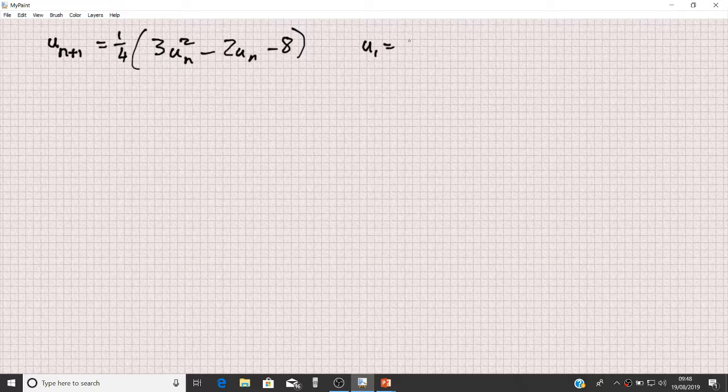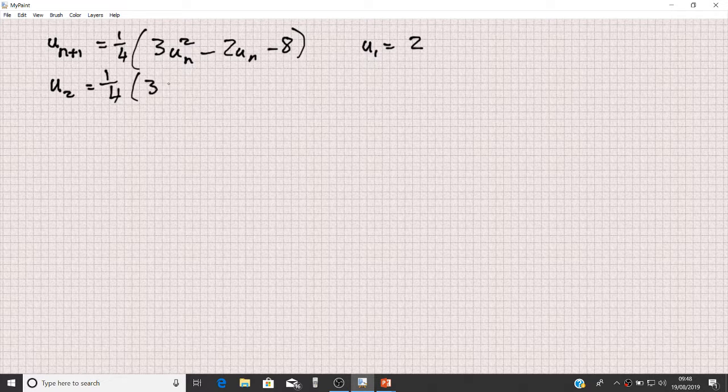It's a recursive sequence. I'll just note the sequence here. It's Un+1 equals 1 over 4, and we'll open the bracket for the quadratic inside: 3Un squared minus 2Un minus 8. And we are told that U1 equals 2. So in the recursive sequence, we're given Un+1, which means if we know U1, we can find U2 by subbing the value of U1 in for Un.